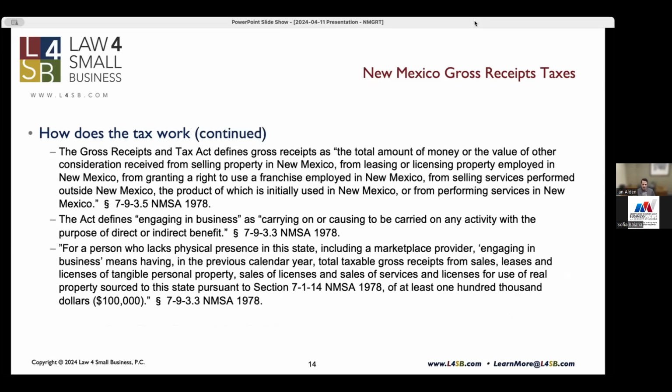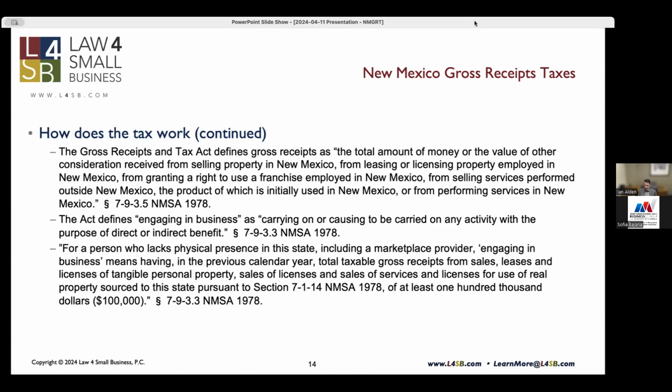So to understand gross receipts tax, you have to look at the definition of gross receipts because the tax is imposed on quote unquote gross receipts. And so New Mexico defines gross receipts as the total amount of money or the value of other consideration, meaning payment, from selling property in New Mexico, from leasing or licensing property employed in New Mexico. So if you're an out-of-stater and you have, let's say, construction equipment, and you're leasing it out here in New Mexico, that's considered gross receipts, even if you're out of state.